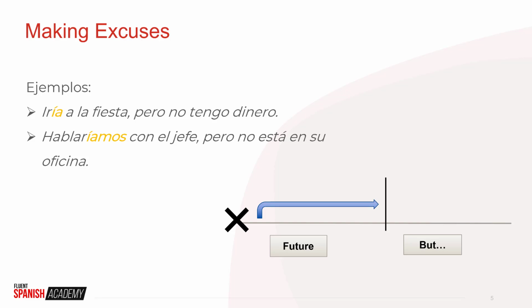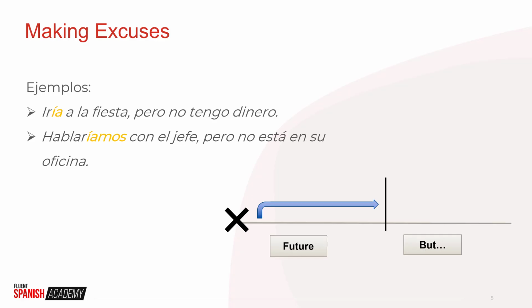Next up, making excuses. Everyone needs to make excuses sometimes, and the conditional lets us do just that in Spanish. Like in this example. Iría a la fiesta, pero no tengo dinero. I would go to the party, but I don't have any money. Now I know that really you just don't want to go to the party and it's just an excuse, that stuff about the money, but I'll keep that to myself. Or to give another example, hablaríamos con el jefe, pero no está en su oficina. We would talk to the boss, but he's not in his office.